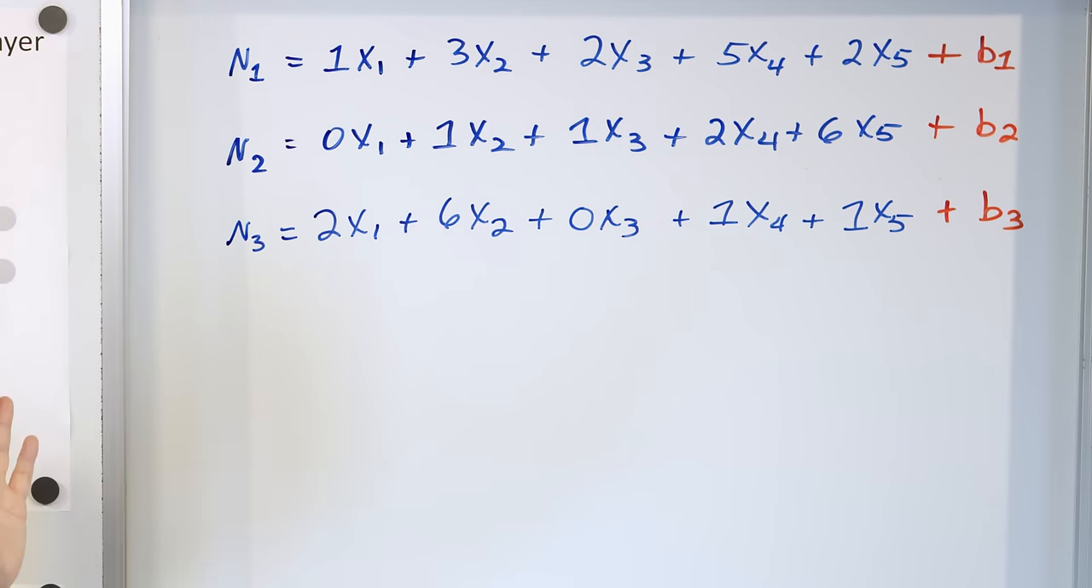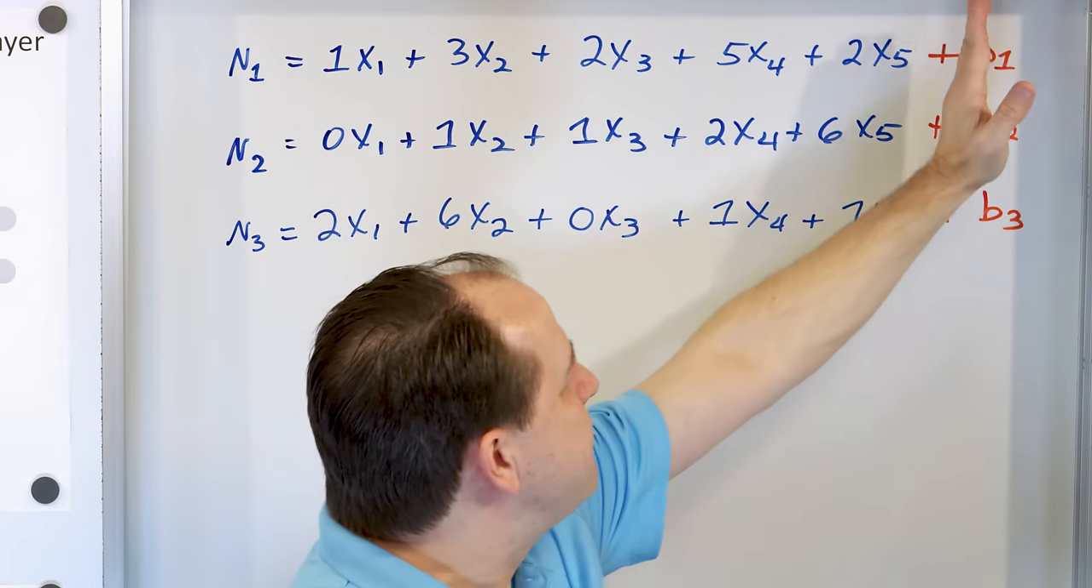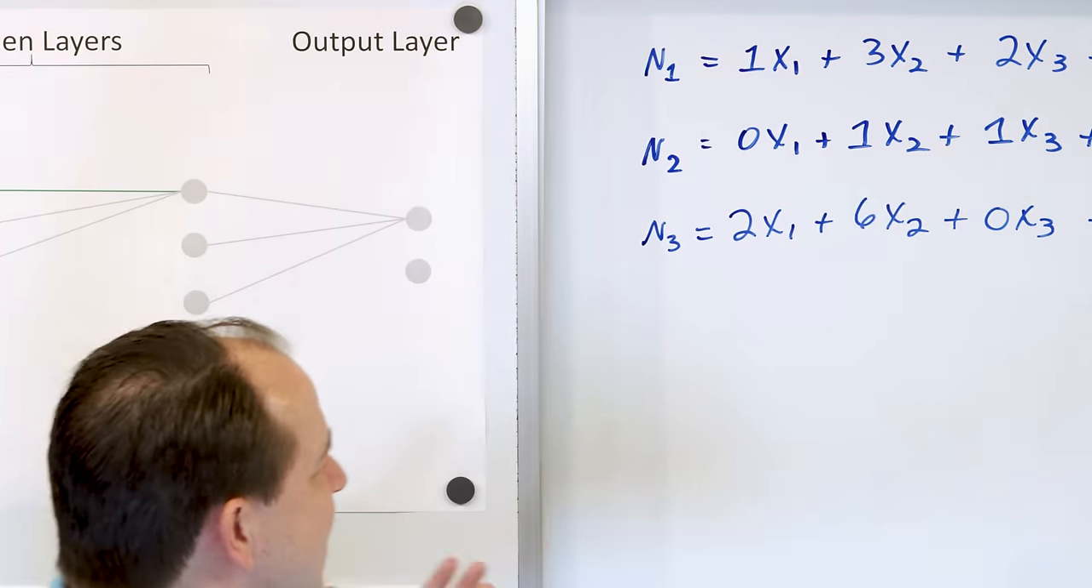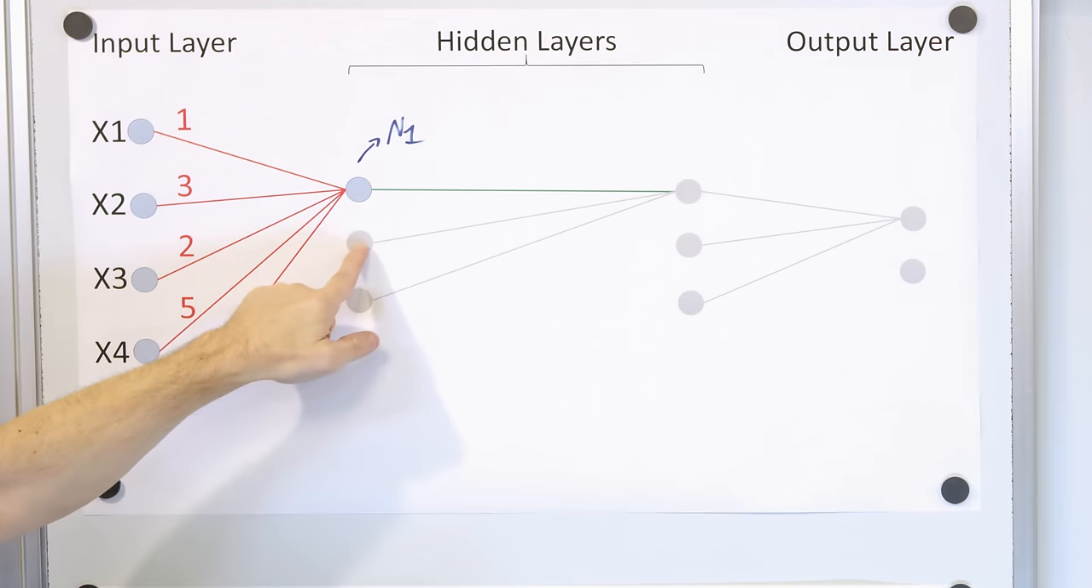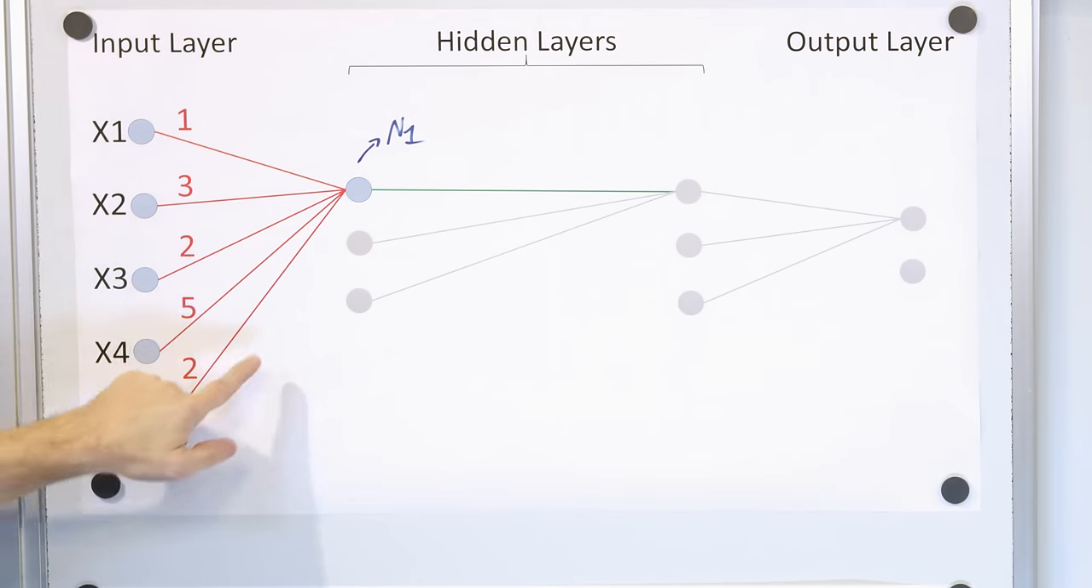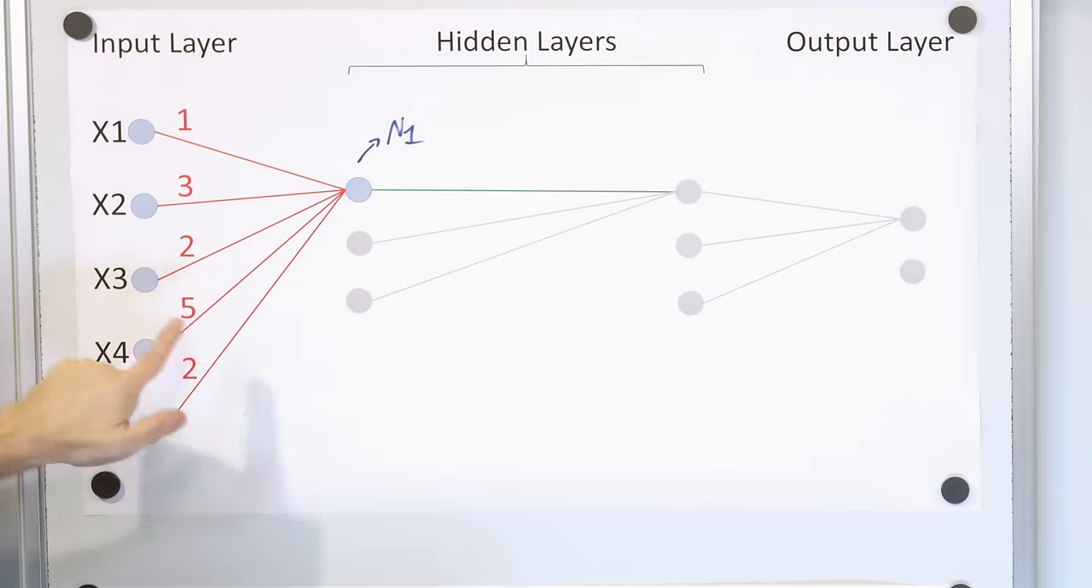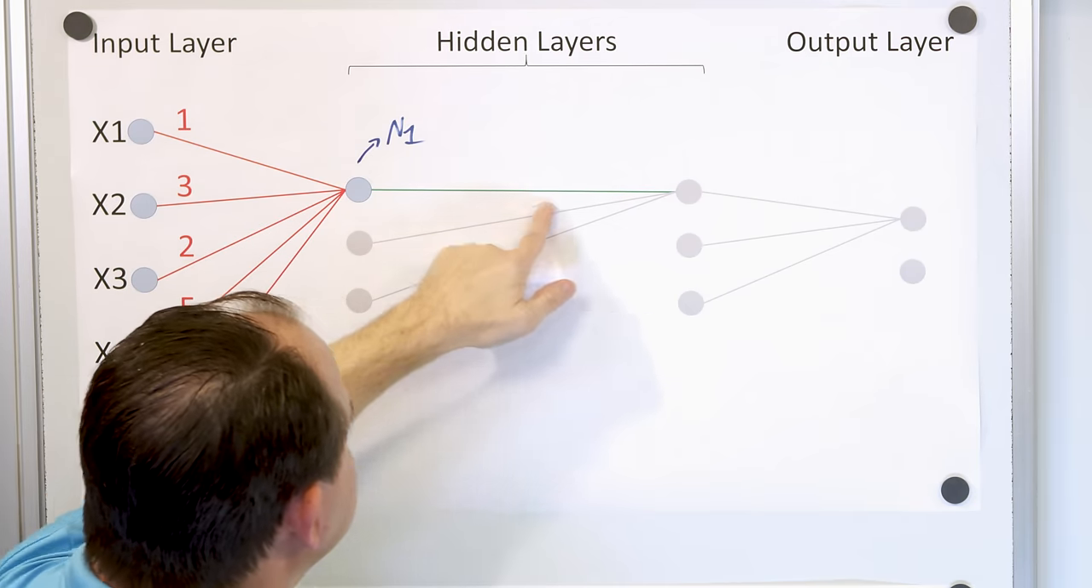Now, notice that you have all of these weights and biases. That's a lot of weights and biases, and a lot of knobs that can be turned. But then we also have, for this knob, different weights and a bias. For this neuron, different weights and a bias. For this knob, different weights and a bias.